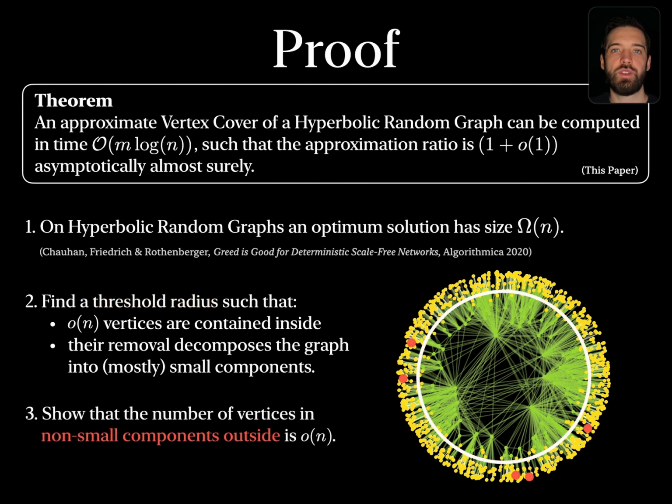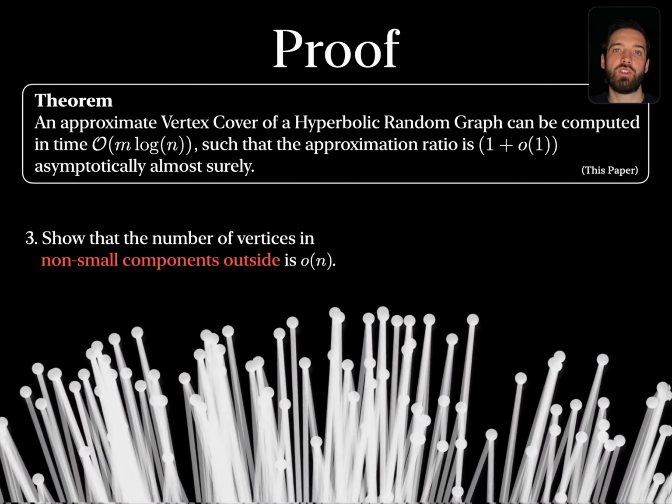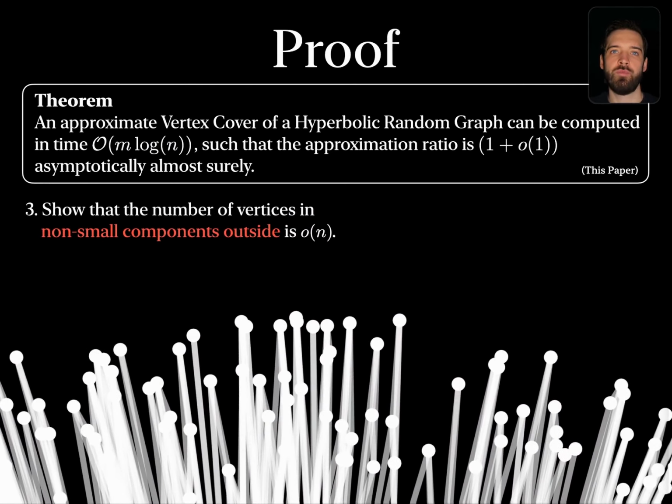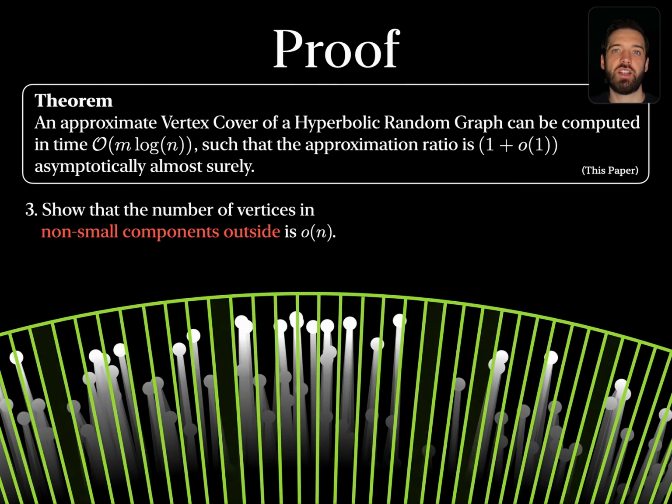The last step is to show that the number of vertices in non-small components outside is sublinear in n, which also bounds the number of vertices that are added greedily there. To this end, we took a closer look at what happens near the boundary of a hyperbolic random graph. We discretized the disk into sectors in such a way that vertices cannot connect beyond empty sectors. Consequently, we can use empty sectors as delimiters between components.